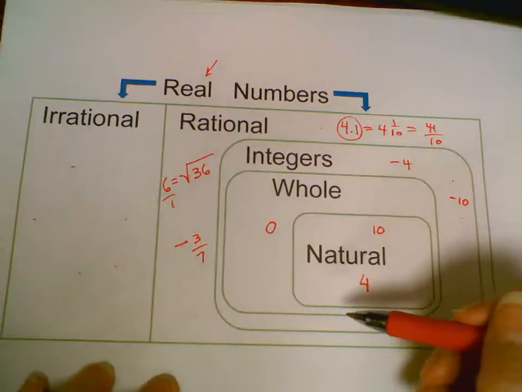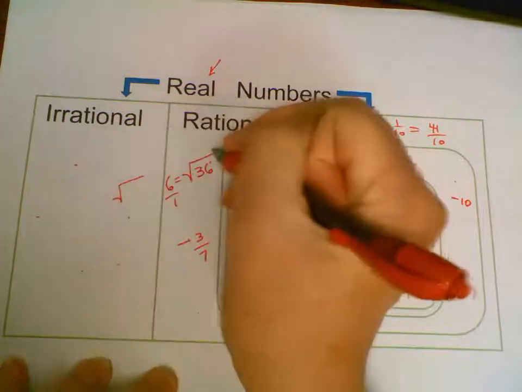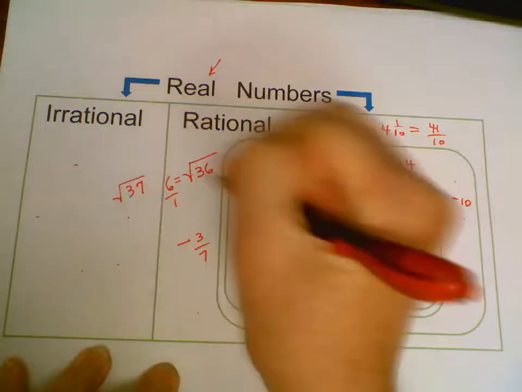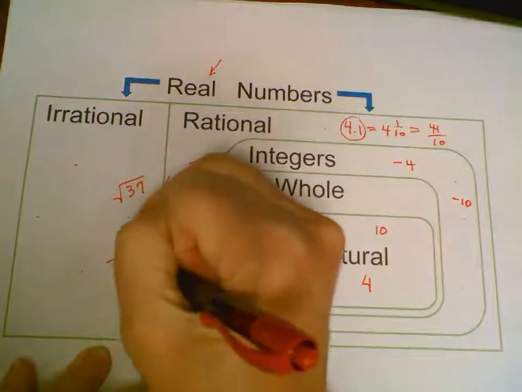What's that leave for this container? All the other real numbers, and there's an infinite amount of them. For example, square roots that aren't quite perfect squares, even negatives.